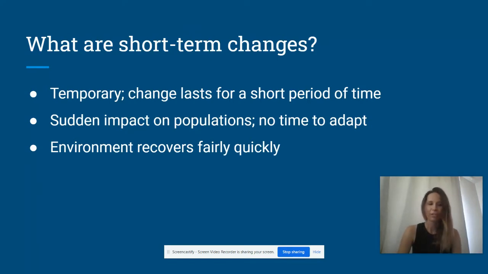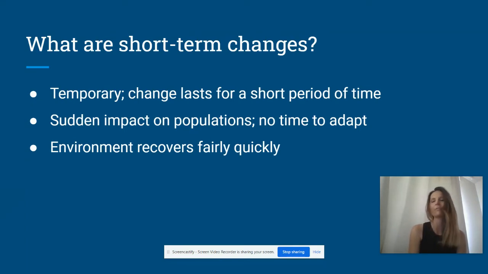Short-term environmental changes could include things like droughts, floods, fire. They do not give populations time to adapt to the change. They force them to move or even become extinct. So if we look at our examples here, these changes are temporary. The change lasts for a short period of time. It creates a very sudden impact on the populations. They do not have enough time to adapt to this change.